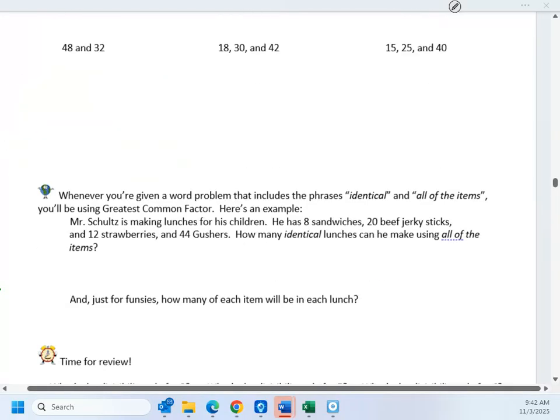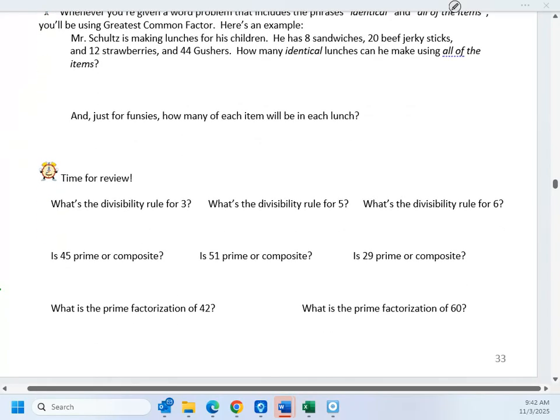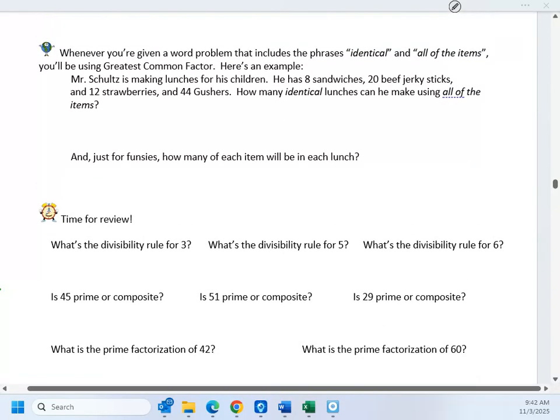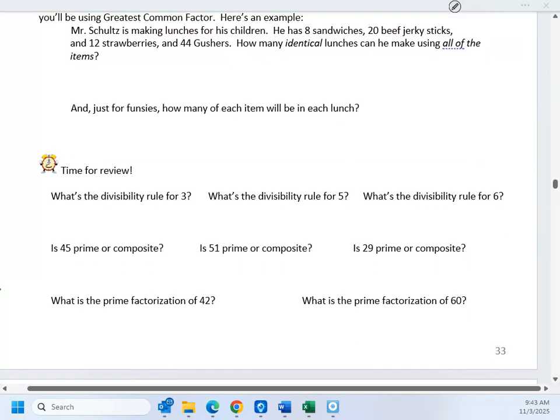On the bottom of our page, you need to answer the questions and do the time for review. So remember, when we have word problems, don't be scared off by the words. We know we're finding greatest common factor, so that's going to be a big part of your work, is finding the greatest common factor in that word problem. And when we get to our review questions, make sure you are going back to those objectives to make sure you're doing them correctly.